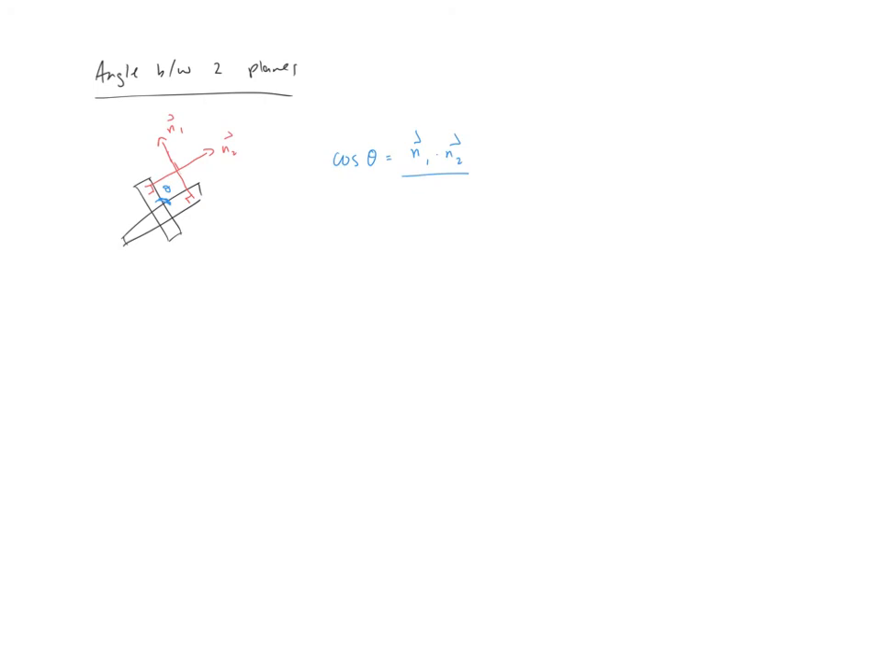So cosine theta equals N1 dot N2 divided by the magnitude of N1 times the magnitude of N2. So really nothing too surprising or shocking there. The book does have a picture in there. It's probably better than mine. I'd recommend you take a look at it, page 735. But overall, the concept is very, very intuitive.